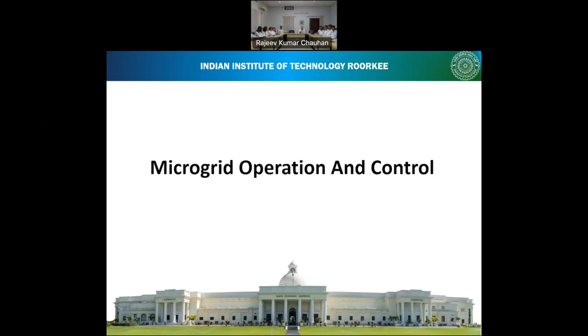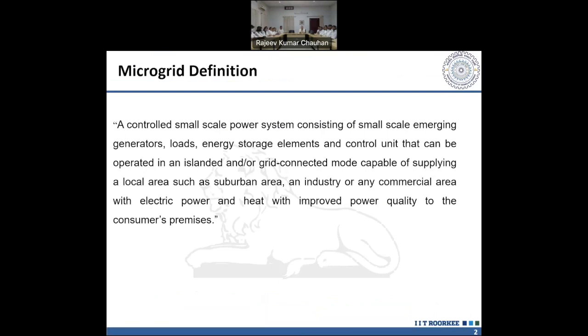So by definition, it is a controlled small scale power system. Number one, it will consist of small emerging generators. Emerging generator means the emerging sources. The loads, energy storage element, and the control unit that can be operated in the islanded mode or grid connected mode. So we have two options.